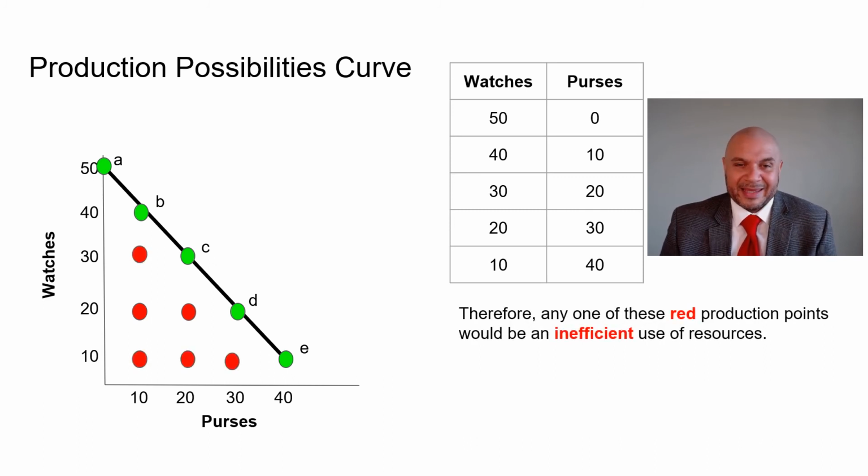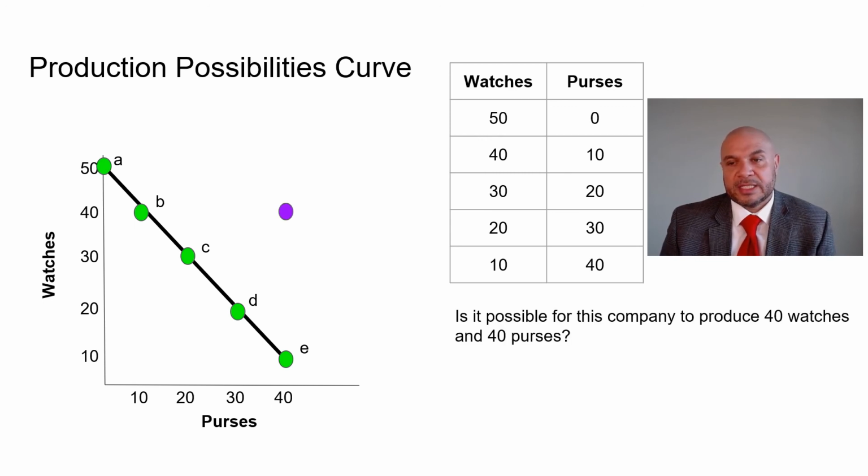All right, so any of these red points inside of the curve is a bad thing. Remember, all of those red dots represent inefficient points of production. So if you're producing watches or purses and you're in the red inside of that curve, that is a bad thing, using your resources inefficiently.